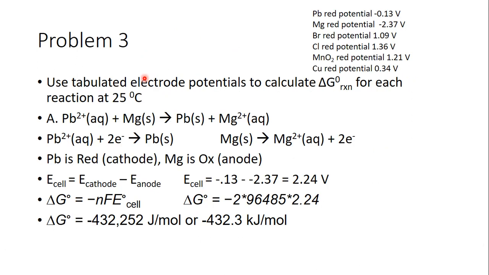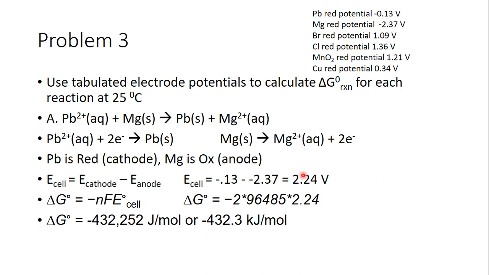So in problem 3, I give you reduction potentials. I want you to calculate delta G. So let's take a look at A. The first thing we need to do is determine what's being oxidized and what's being reduced. So lead 2+ is gaining 2 electrons to go to lead solid, so that is reduced, while magnesium is losing 2 electrons to go to magnesium 2+, that's oxidized. Lead's our cathode, magnesium's our anode. We can calculate E cell. E cell is 2.24 volts using our standard reduction potentials.